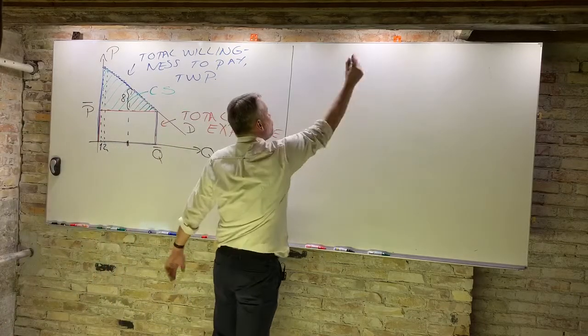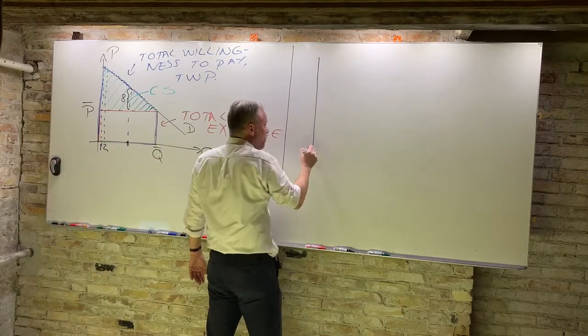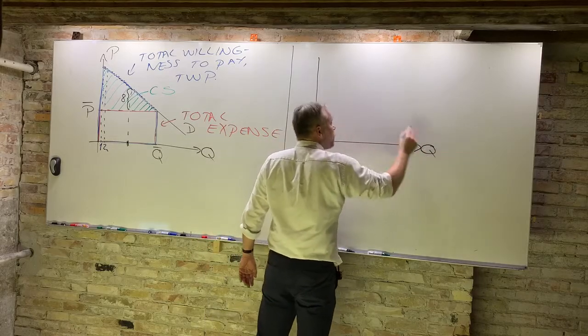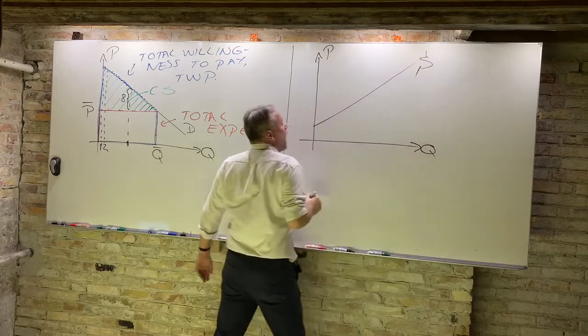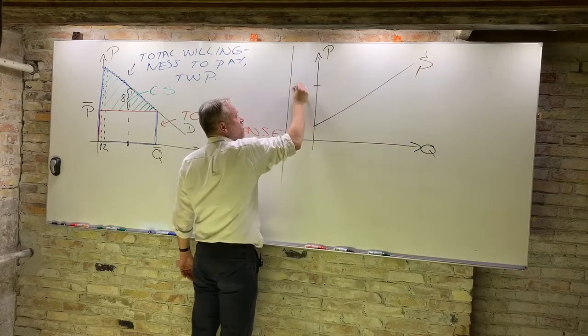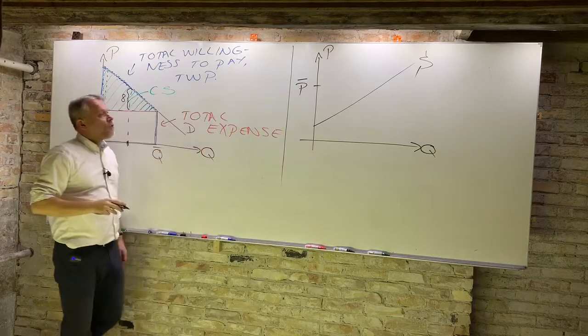Now, the next thing we need to do is we need to talk about producers. So imagine that we have a supply curve. And imagine that for whatever reason, there is a price of the good equal to P bar.